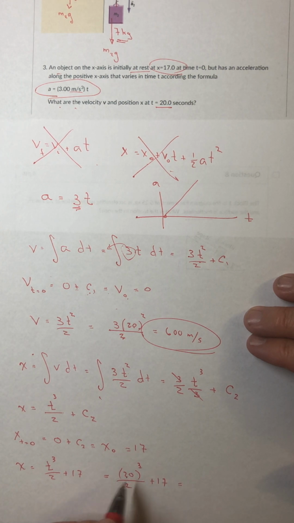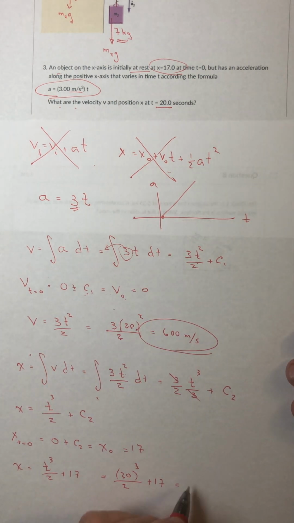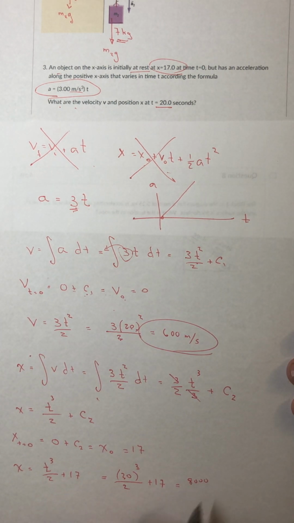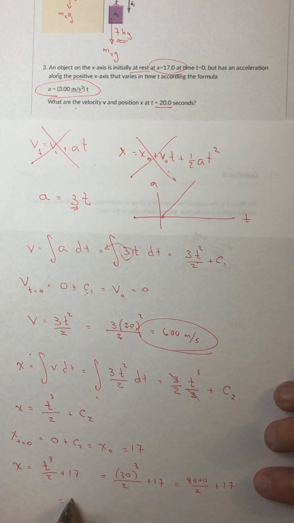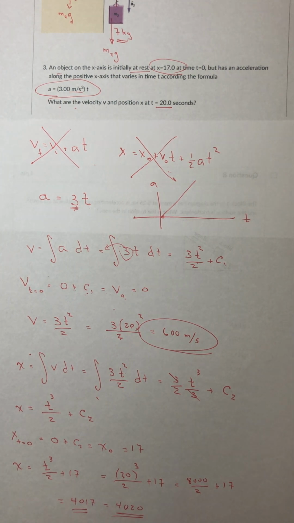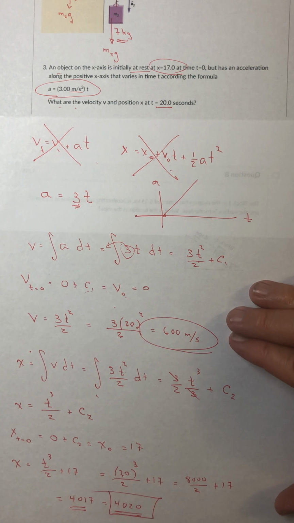Let's see, 2 cubed is 2, 4, 8. So 8 and 3 zeros divided by 2 must be about a 4,000. And then 4,000 added to 17 is 4,017. And I won't make a big deal of significant figures, but you might want to put 4,020 for the final answer. Ta-da!